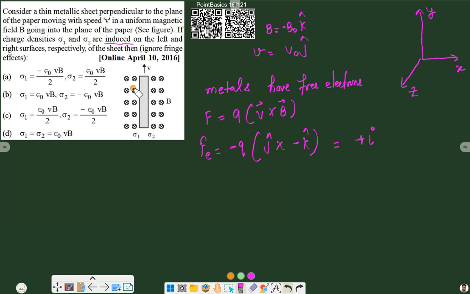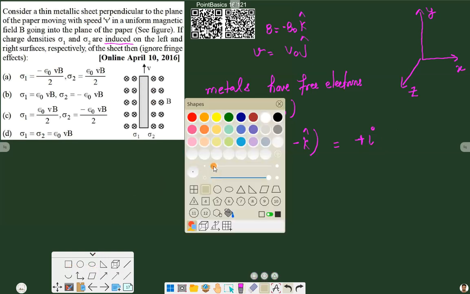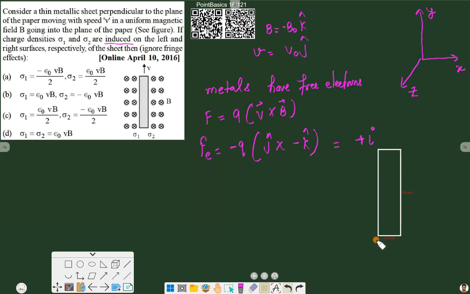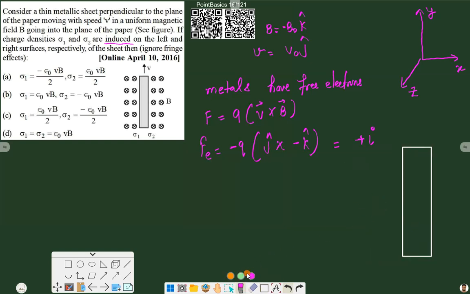This means there are certain electrons in this metal sheet, and when this metal sheet is moving upward, they will experience a force in the positive x direction. So our metal sheet will look like this. Suppose this is our metal sheet and it is moving upward with velocity v. Then the electrons inside this metal sheet will experience a force in the positive x direction.